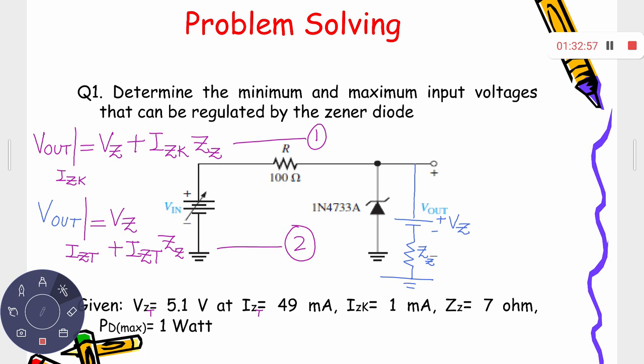Right? So, you are sitting in the load side, and you are looking at the source end. Accordingly, since this is not an ideal diode, it can be visualized as this battery plus some non-zero ZZ. So this V out is given by VZ plus IZ times ZZ. Now what is given? IZK is given.